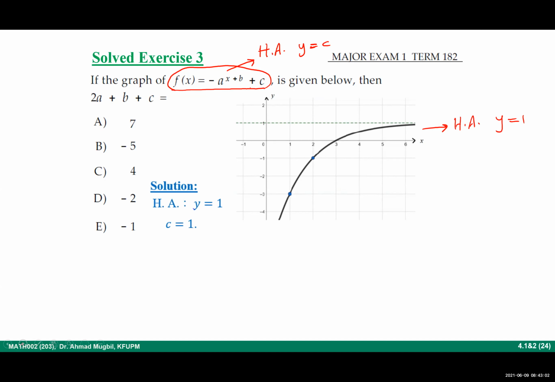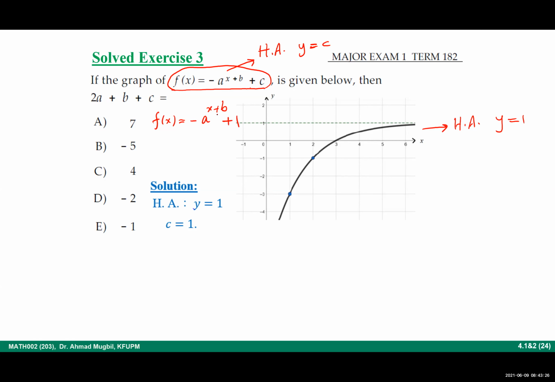So easy. So this is the first thing that you should have when you have an exponential function. What is the horizontal asymptote? Good. Now we did find c. Now let's update our function. Now our function is negative a to the power x plus c, plus 1. If it was negative 1, we would write minus 1. So this is plus 1. Good.